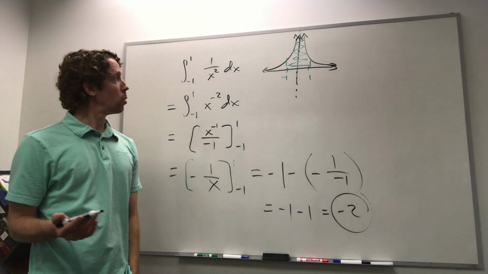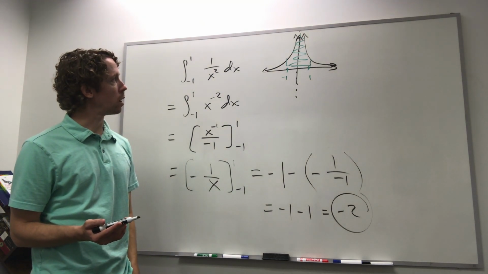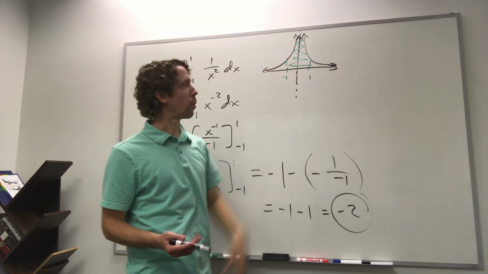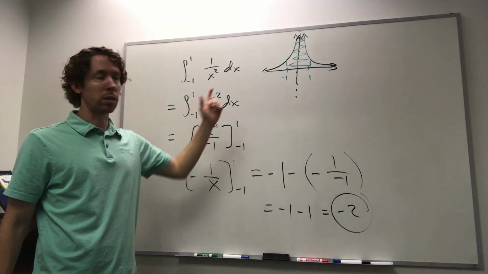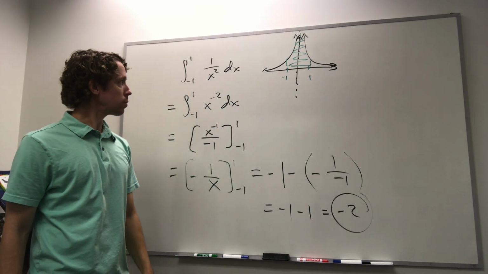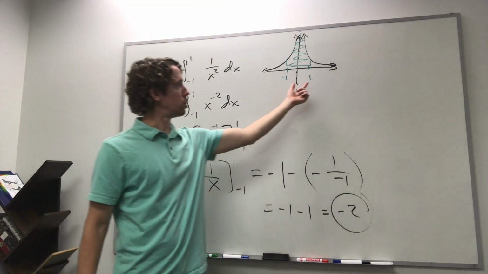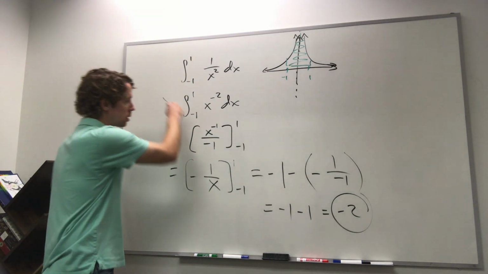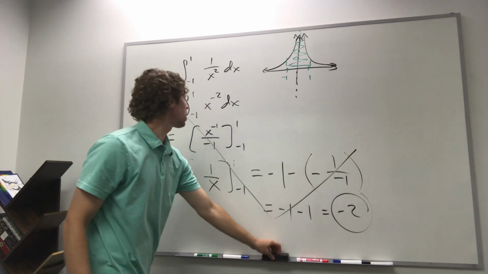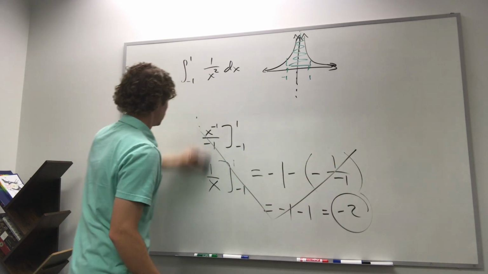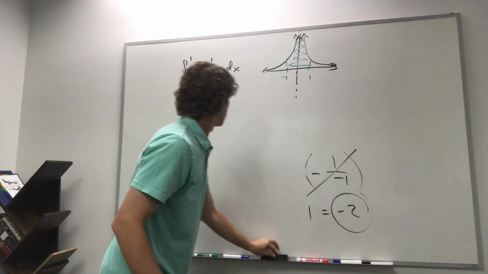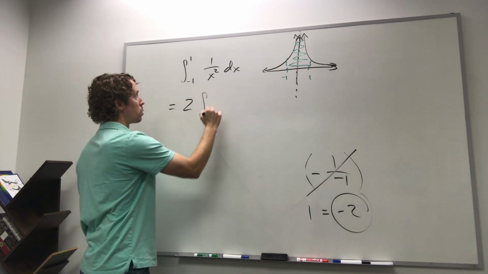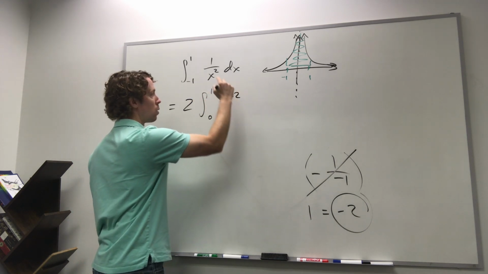So what I need to do, if I want to calculate that area, I need to break this up into 2 pieces. Get the area on the left and the area on the right. In this particular case, the function is symmetric. So I can just do 2 times the integral on the right, the area on the right. So this does not work. That's incorrect. Should not get -2. And the way I'm going to remedy this is to do 2 times the integral from 0 to 1 of 1 over x squared.